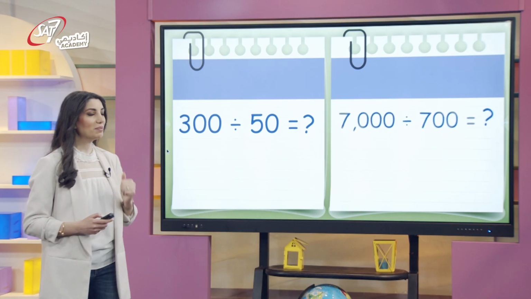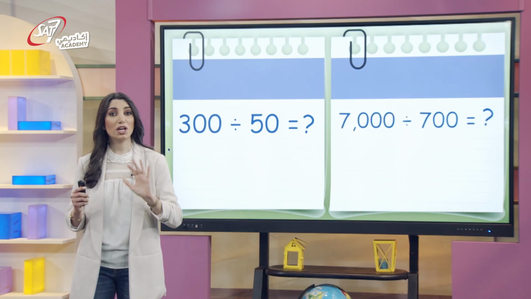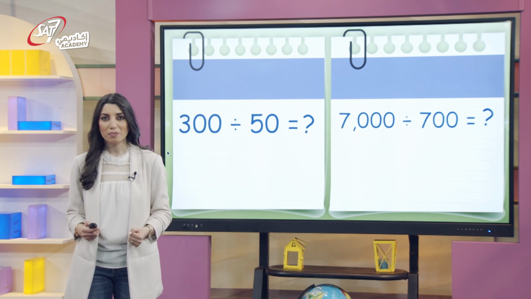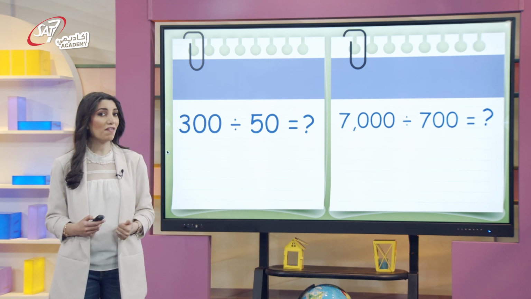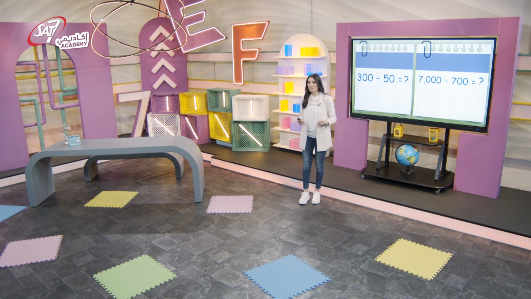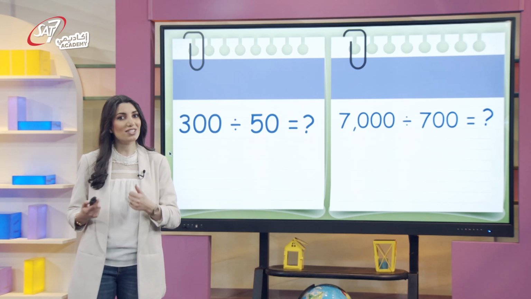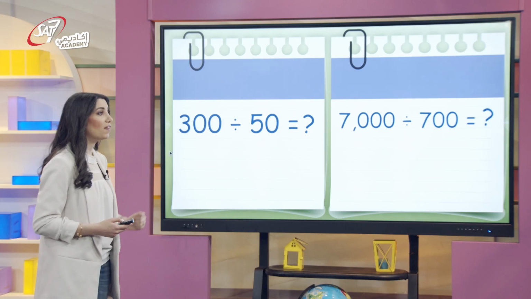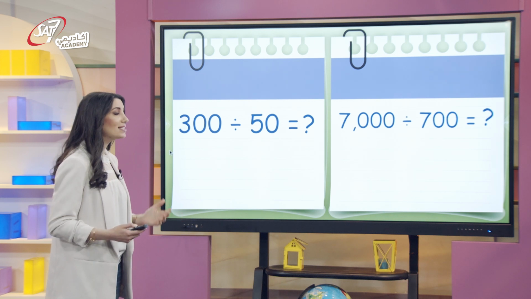300 divided by 50. First, we ignore the zeros. What 2 numbers are we dividing here? 3 divided by 5? 3 is less than 5. 5 times what equals 3? Nothing. It doesn't work. What we are dividing here is 30 by 5. The 0 is part of the first number. 30 divided by 5 equals 6, since 6 times 5 equals 30.